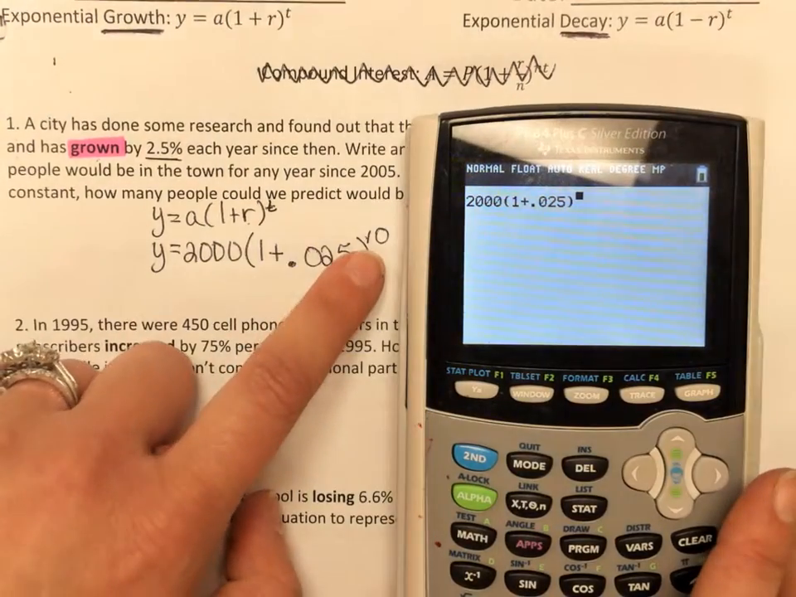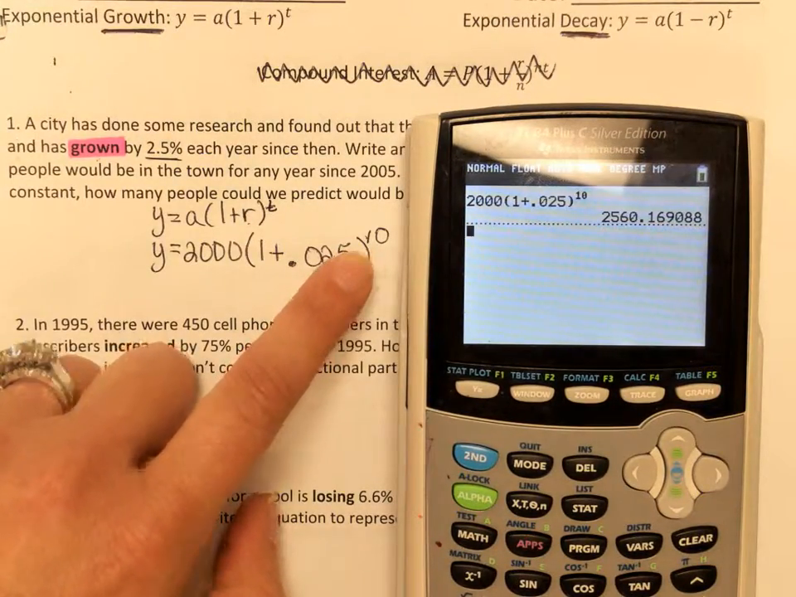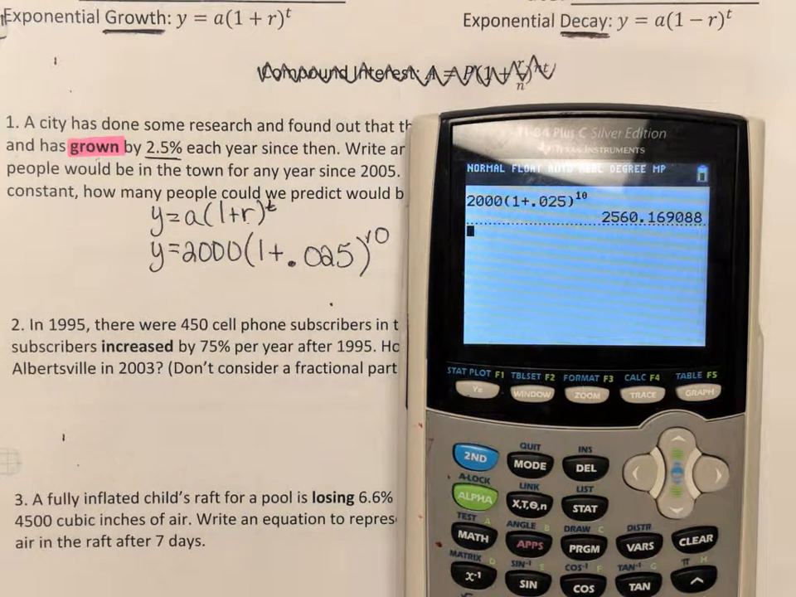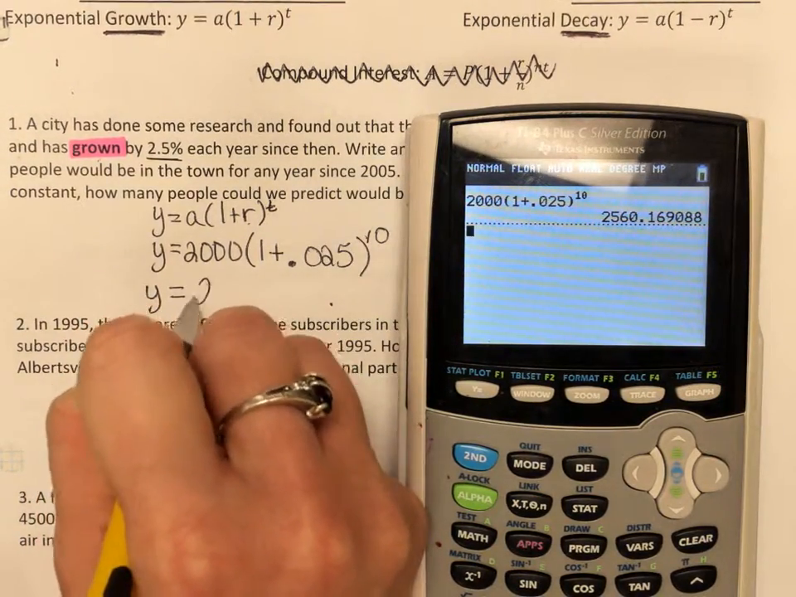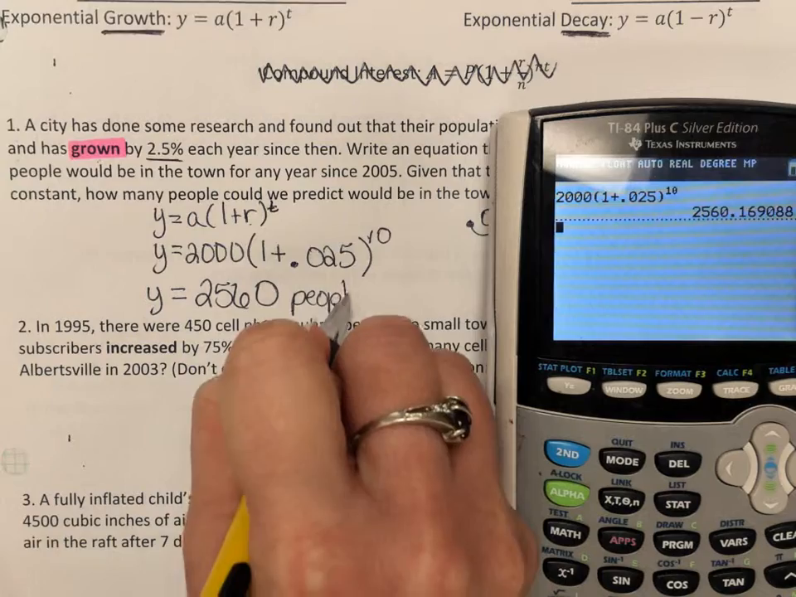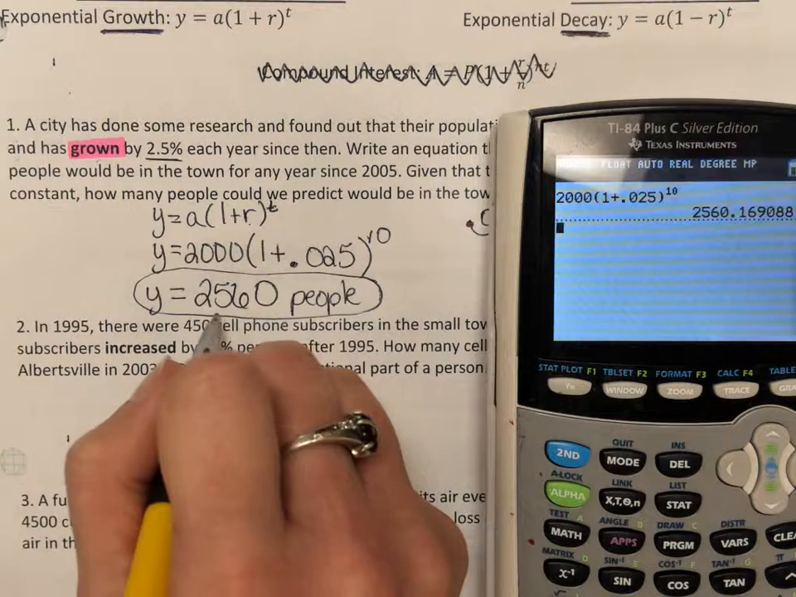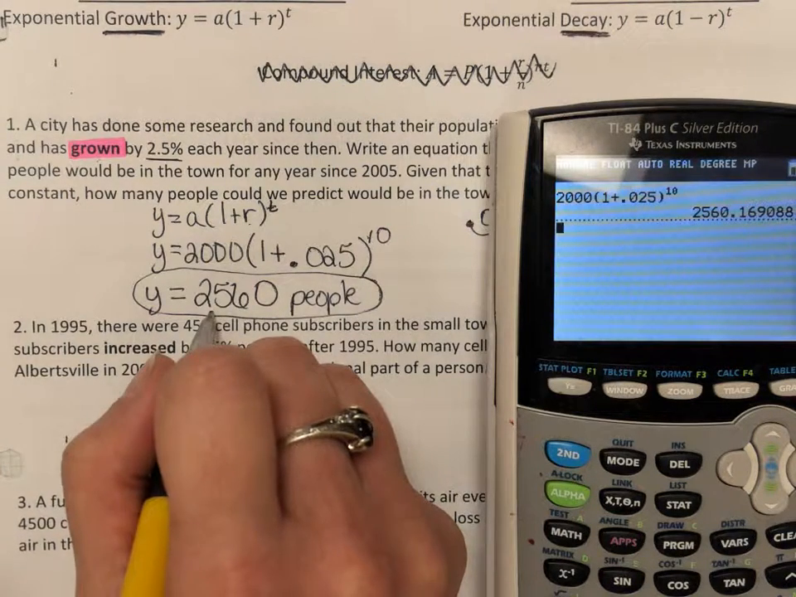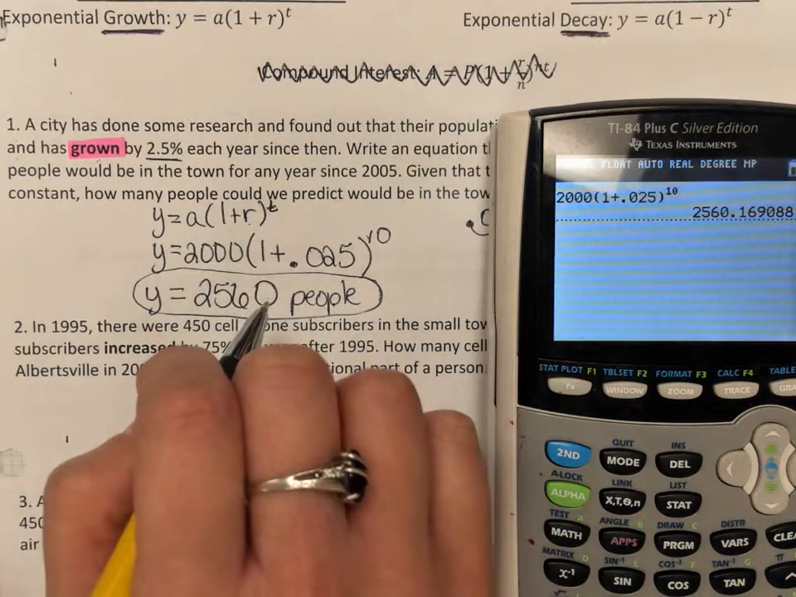All right, what number goes up here? 10. How much? 2,560. Very good. So, how many people can they expect in 10 years? 500. There you go, Alfredo. They're going to have an extra 500 people, right? Can I use the regular? Yeah, it's the same thing. Your screen will look a little different, but it's the same process.